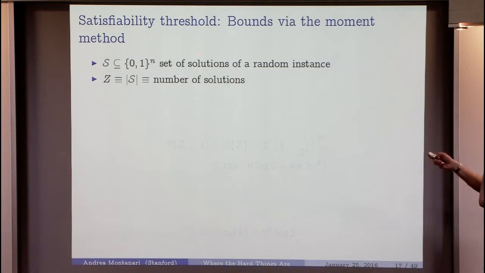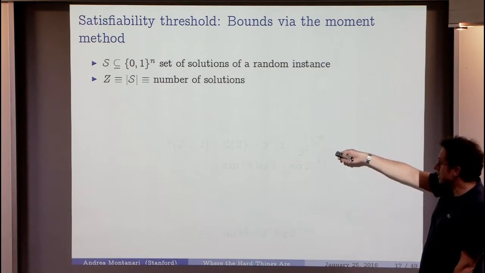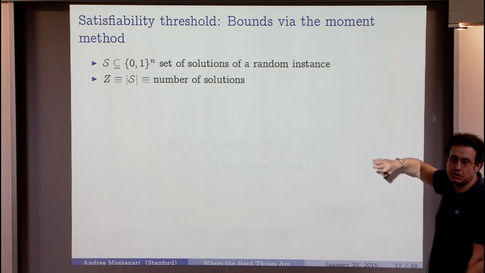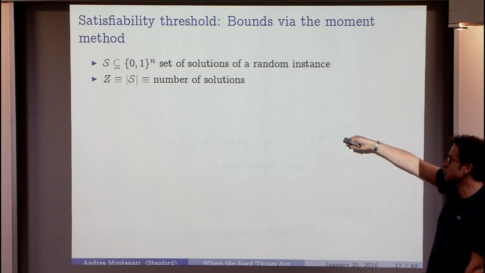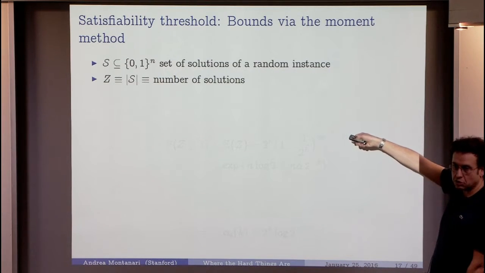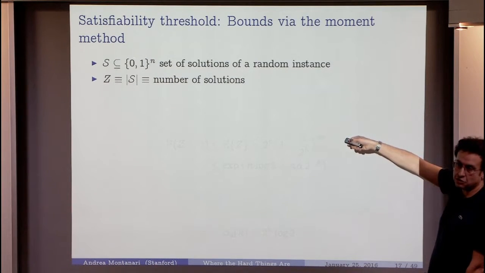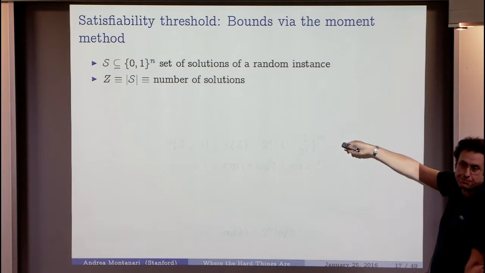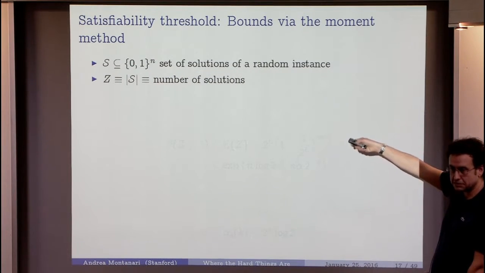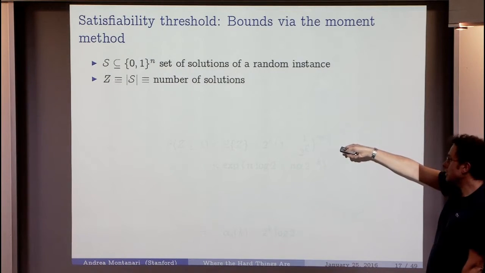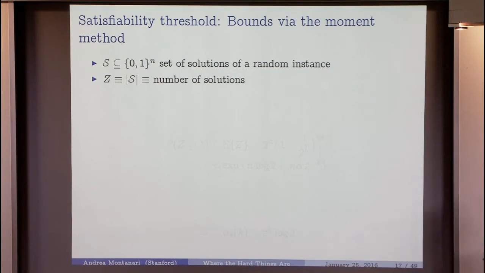Okay, a piece of notation. The simplest method to approach this problem is the method of moments. I just want to explain this because it's really the simplest way of getting bounds. It doesn't get you all the way to the threshold, but it gets you interesting bounds. So how does this work? Let's think of a problem with Boolean variables. The space of possible solutions is the Boolean hypercube, 0, 1 to the n. The set of solutions of a given random formula is a random subset of this hypercube that I will indicate by S, calligraphic S. I'll call Z the number of solutions, so the cardinality of this set.